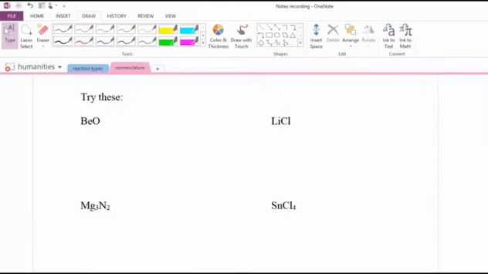Now let's look at these. Be is in group 2, only ever a +2, so no Roman numeral. O is oxygen, so it becomes oxide. Li, lithium, group 1 metal, only ever +1, so no Roman numeral. Cl, we change the ending to chloride.